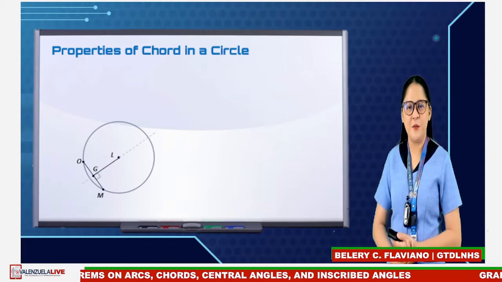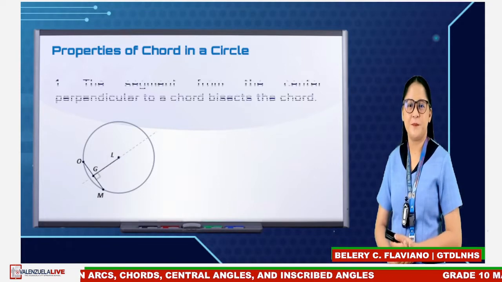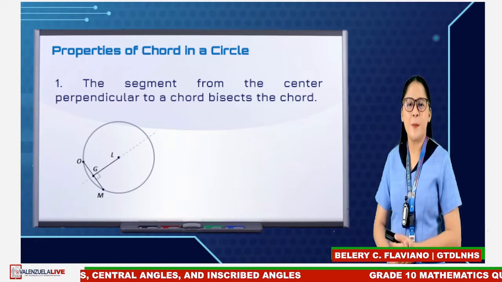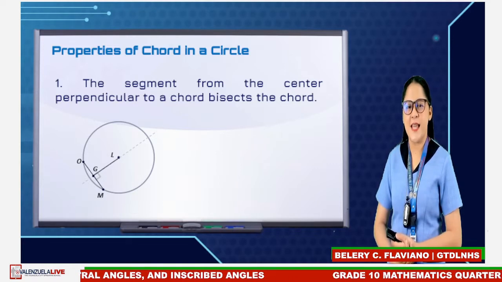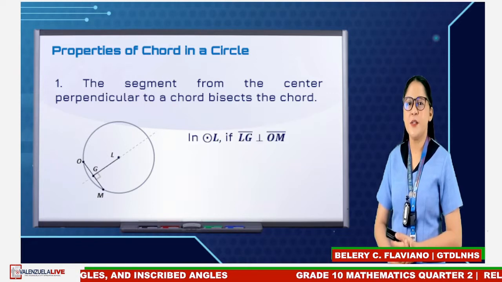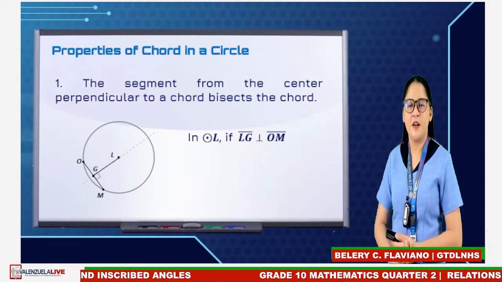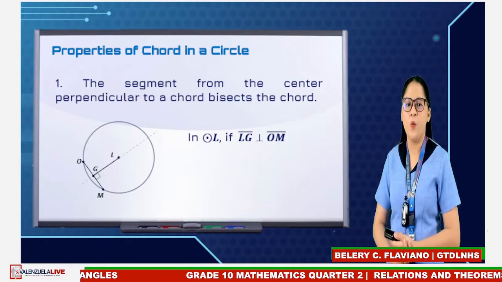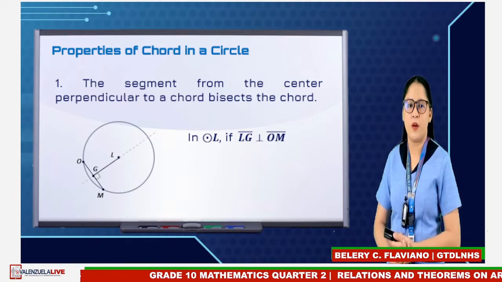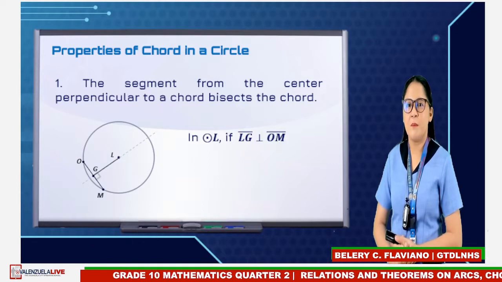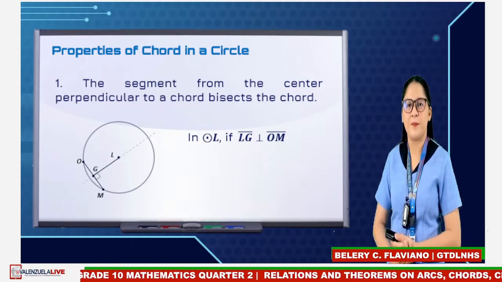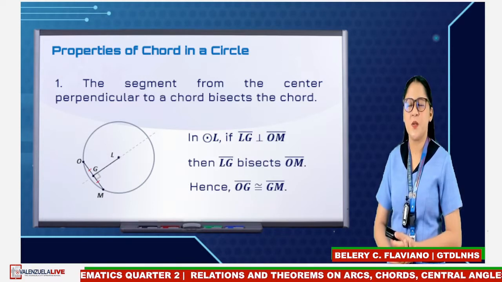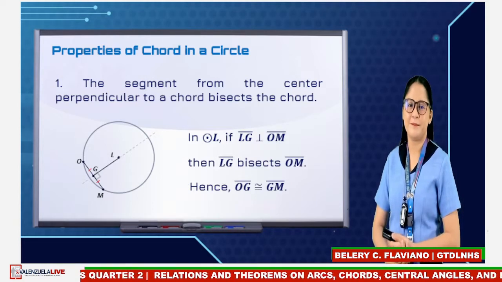Take note of the following properties of a chord. The first one: the segment from the center perpendicular to a chord bisects the chord. In circle L, if segment LG is perpendicular to segment OM, in this case OM is our chord, then LG bisects our chord OM. Hence, segment OG is congruent with segment GM.